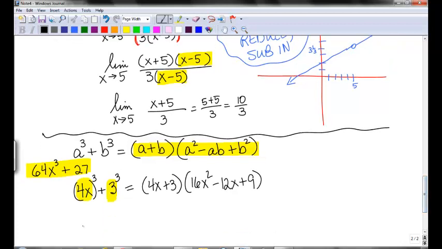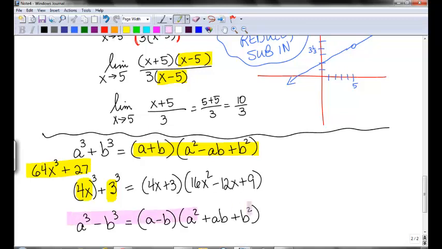The other pattern was if they changed it to a minus. Okay, if that's a minus, then the first sign inside is minus, and then A squared. Notice there's no 2 in front of this. It's just AB, and then plus B squared. Okay, so that's the other pattern. You have to memorize those if you don't have them memorized already.